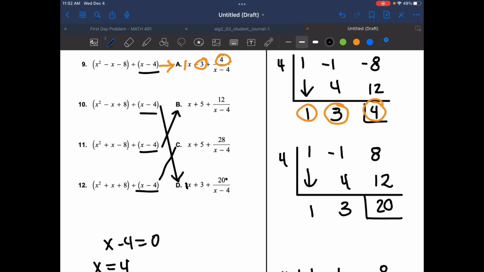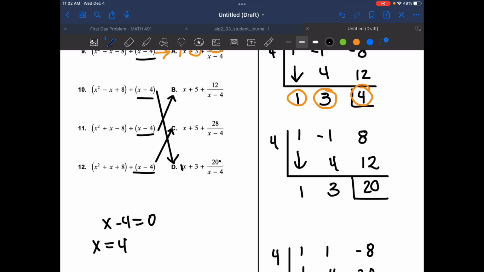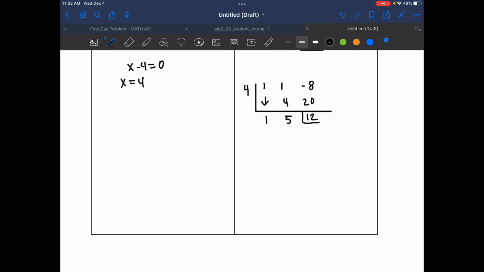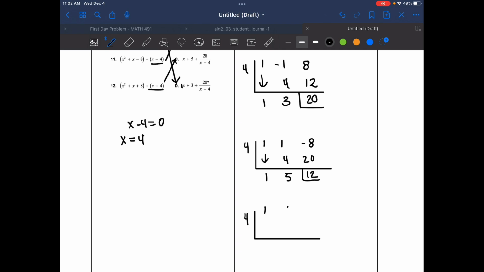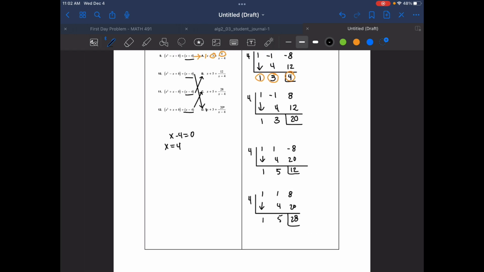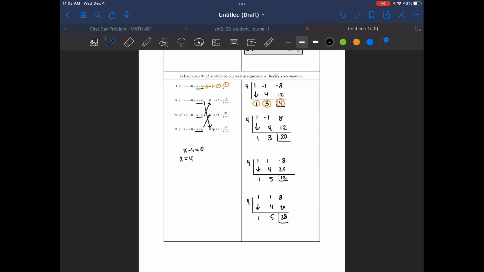And then we also know, finally, this has to go with C, right? But just for laughs, I'm going to go ahead and do it myself, just to practice. My coefficients are 1, 1, 8. So 1, 1, 8. Drop my 1, 1, 4, 5, 20. There we go. There's 28. And that's it. That's all she wrote.